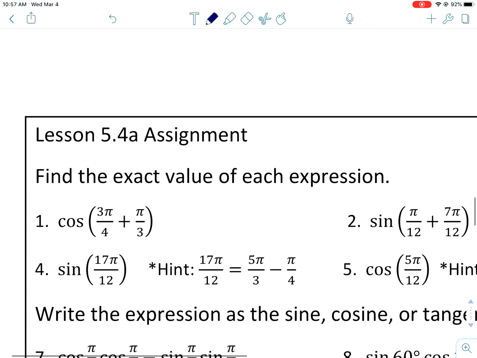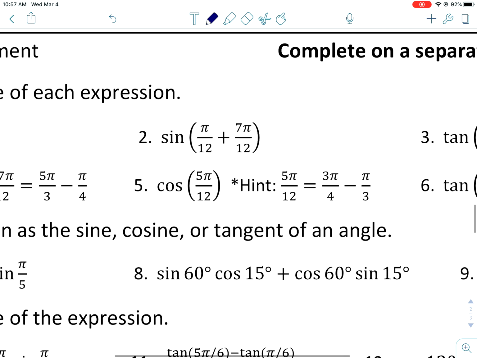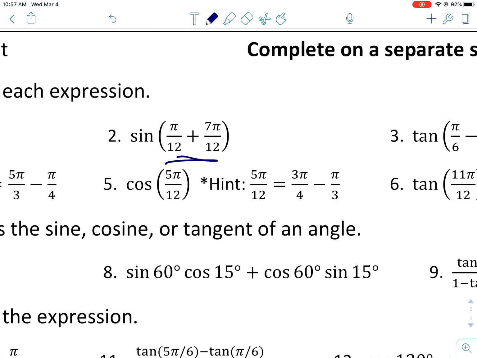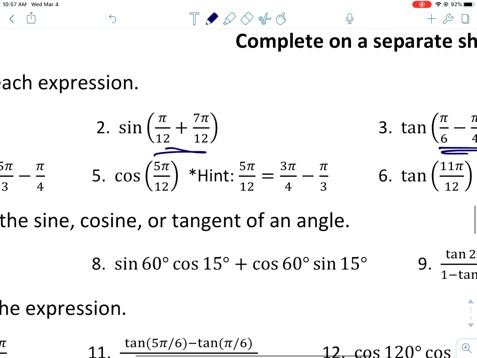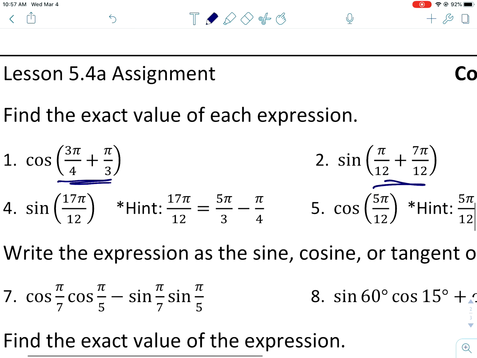Do you guys have any questions? All right, your assignment is down here. Be really careful on 1, 2, and 3. You're going to need to ask yourself if they're special before you start.